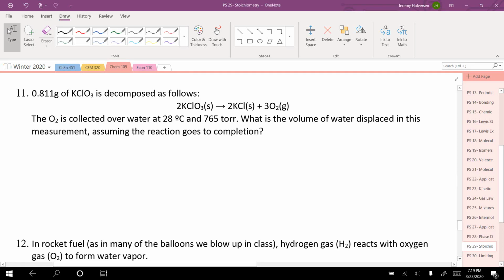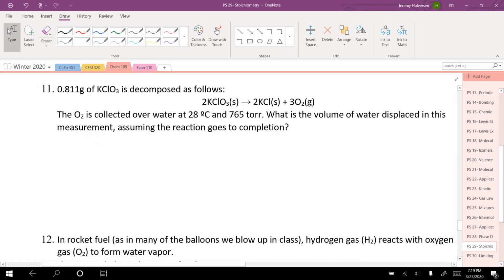0.811 grams of KClO3 is decomposed as follows. The O2 is collected over water. Now let's talk about what that means. That means I have my reaction vessel. I run my reaction in here. O2 gas comes out, and we dip the tube under water.